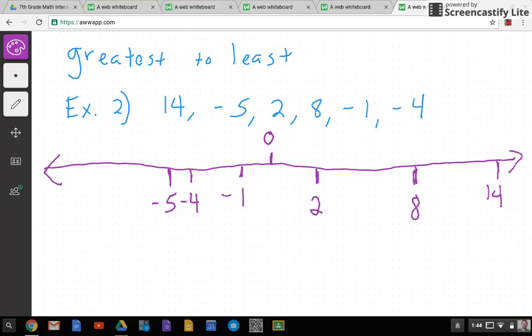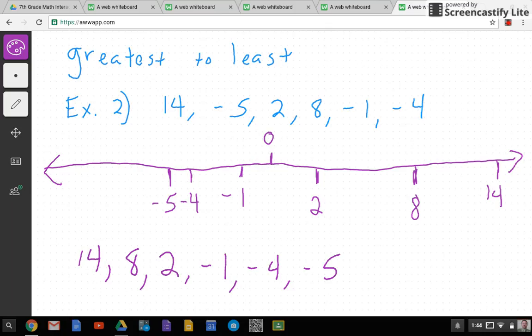Okay, now then, very, very simple. Greatest to least. Which one is the largest? Well, I can see that it is 14. Next largest would be 8, and then 2, then -1. -4 gets even smaller, and the smallest is -5. Because with -5, you have 5 less than 0. Yes, it is possible to go lower than 0. You should know this from the temperature scale.